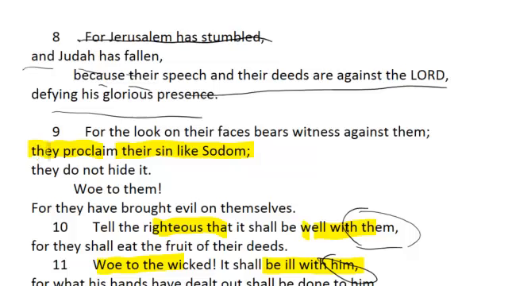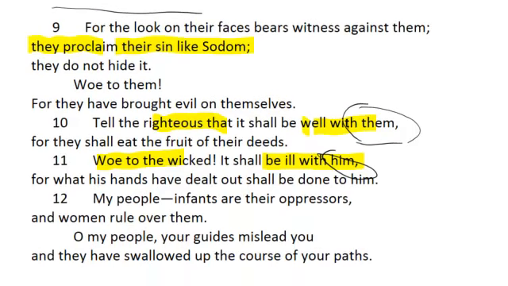And we saw, if you remember, and I know a lot of you have been reading this Isaiah passage, that they proclaim their sin like Sodom, and here's this idea of the remnant again. "Tell the righteous that it will be well with them. Woe to the wicked, it will be ill with him." I do think it's interesting that when he talks about the righteous, he talks about them in the plural. In other words, there are going to be righteous people, but the wicked are going to pay one by one for the things they have done.